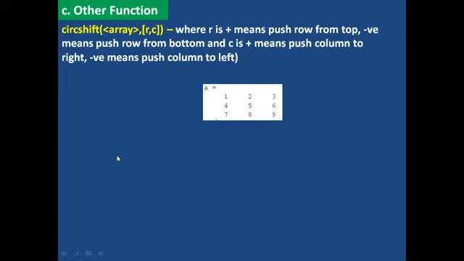The other important function is circular shift. The array can be rearranged with respect to R value, C value. That means I have to push the row or I have to push the column. So based on this condition, the entire setup of the given array gets changed. The structure of the array gets changed.